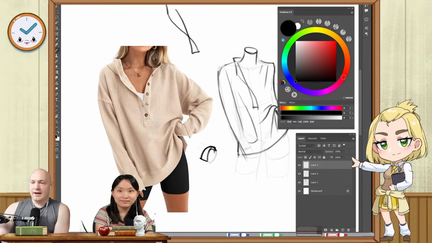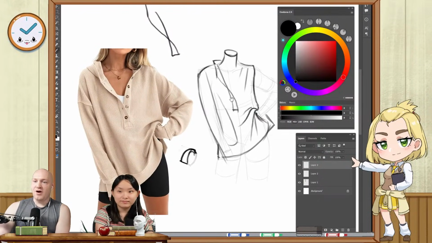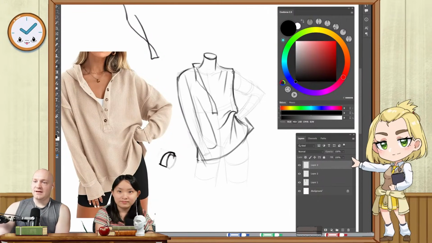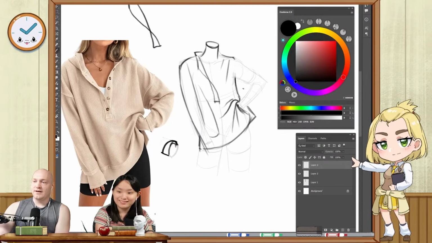Right? And am I aiming for 100% accuracy? No, this is just a clothing study. I don't need to be that accurate with it. I'm just trying to understand what the heck is going on.